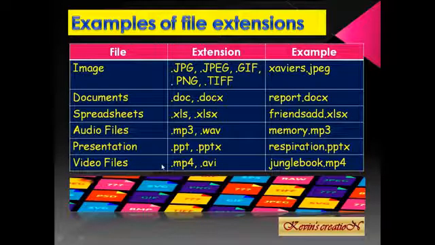Any video file, any movie, anything which you watch may have .mp4 or .avi. So Jungle Book .mp4, that is the example. So these are the file names, types of files, and these are the various types of extensions.